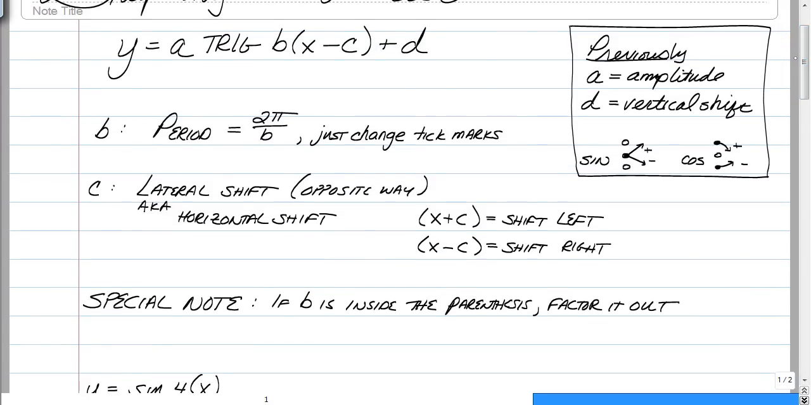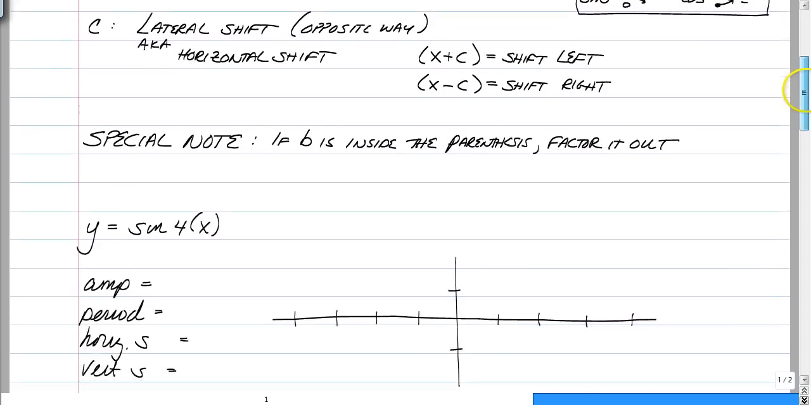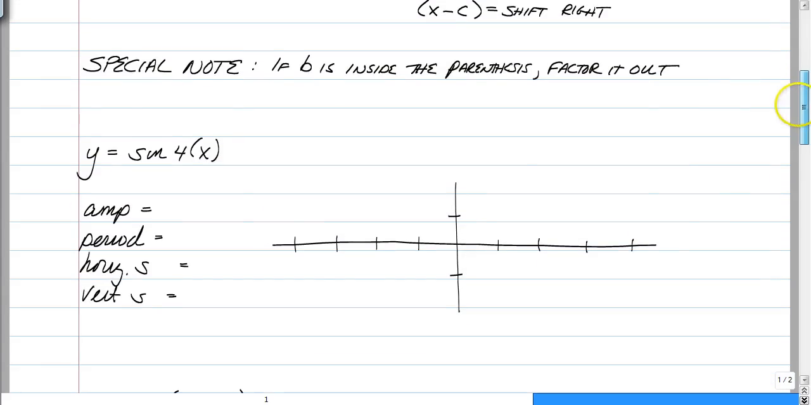For C, that is the lateral shift, also known as the horizontal shift, and you have to remember it's the opposite way. Many times throughout the course of this class we've said opposite of the inside. Well, that's going to be the same for this as well. So if you have an x plus c, that's going to be shifting to the left. If it's x minus c, you're going to shift to the right. Okay, so those are the two new changes. Special note: if b is inside the parentheses, you need to factor it out.